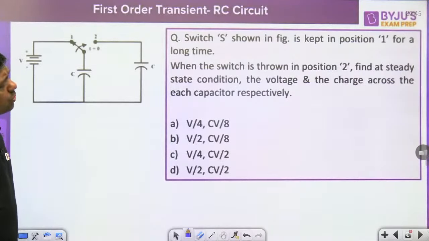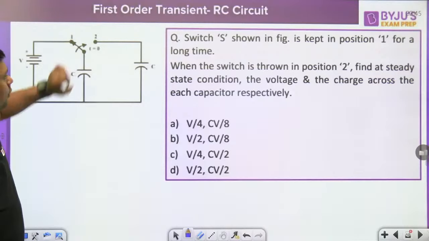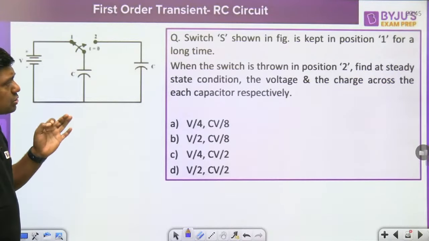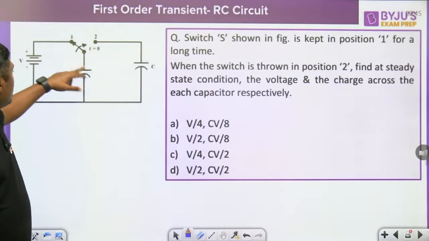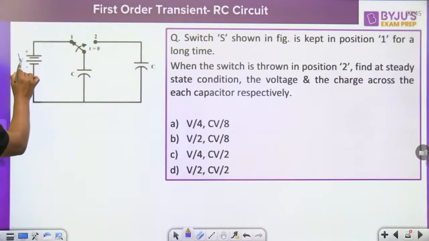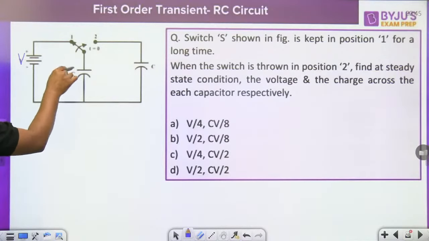Now switch S shown in the figure is kept in position 1 for a long time. This is the position 1 for long time. When the switch is thrown in position 2, just that is the long time. This is the voltage V here. Capacitor will charge up to what? V, means this capacitor has V voltage.